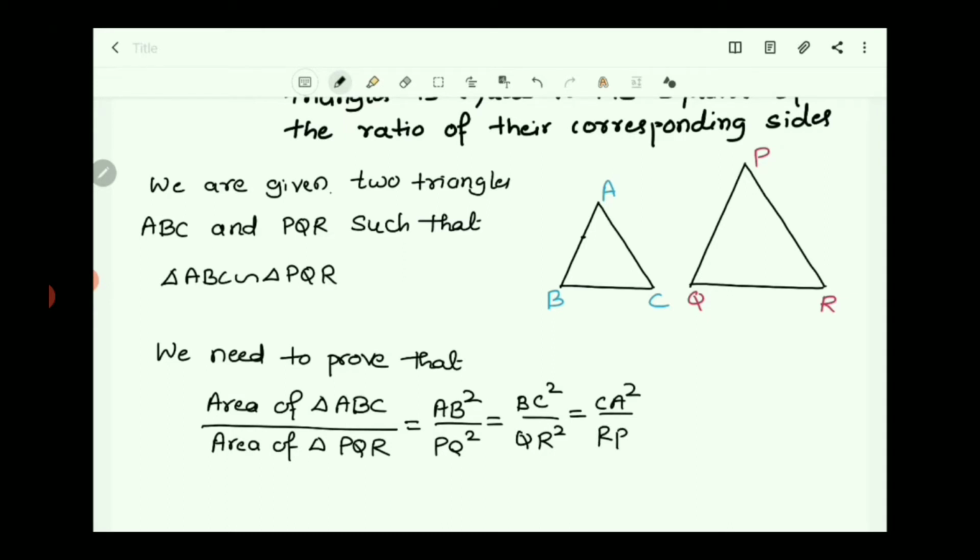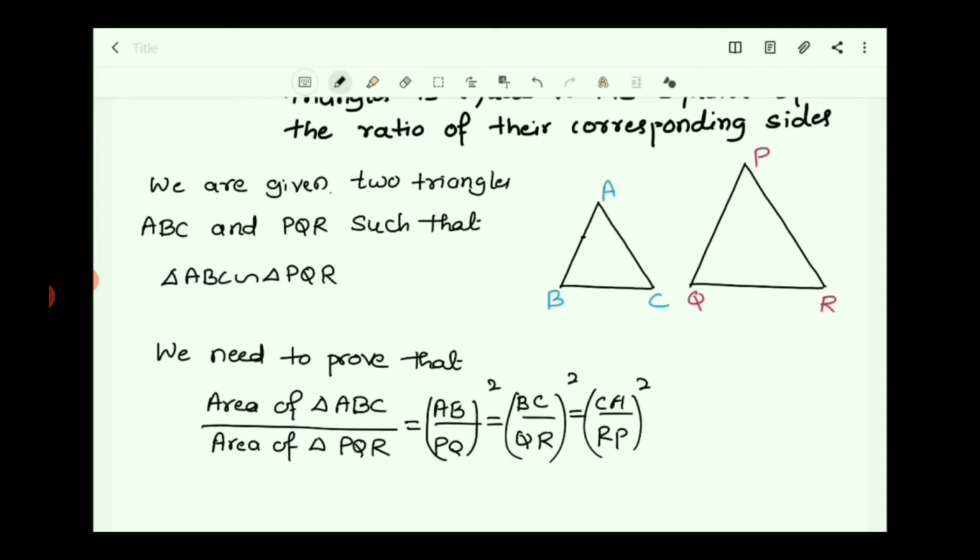Or you can write this in the form AB by PQ whole square, BC by QR whole square, and also CA by RP whole square. You can also write it this way: area of triangle ABC by area of triangle PQR is equal to AB by PQ whole square, equal to BC by QR whole square, equal to CA by RP whole square, or you can write AB square by PQ square is equal to BC square by QR square is equal to CA square by RP square.